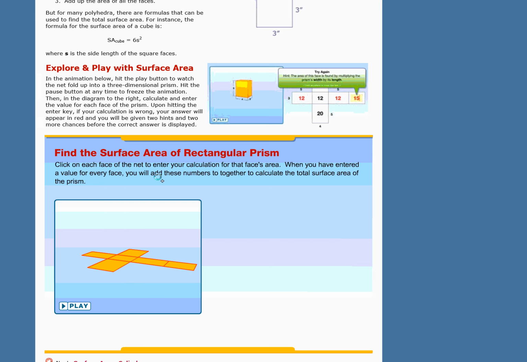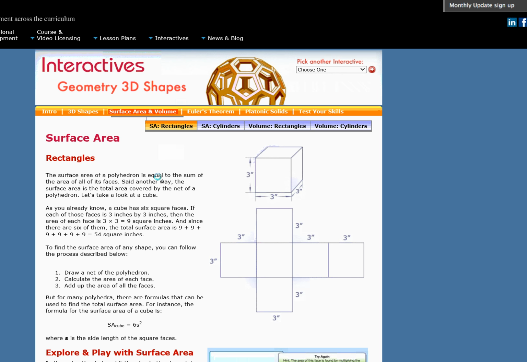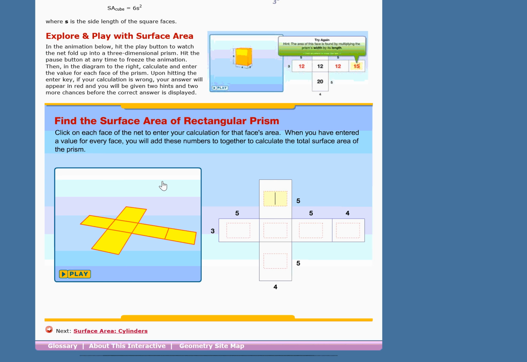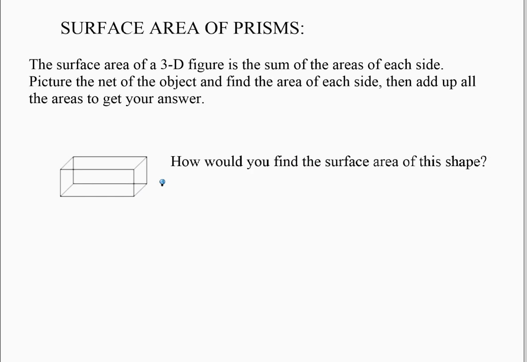So if we look at this particular picture here, this is a cube, but it will take us through a little bit of an interactive. So here is a rectangular prism. If we play that, we can actually see all of the pieces, and we can see them being folded up. And one of the trickiest parts of finding surface area is visualizing it. And so here you can see the net in a 2-dimensional form, and then it gets folded back up into the 3-dimensional form.